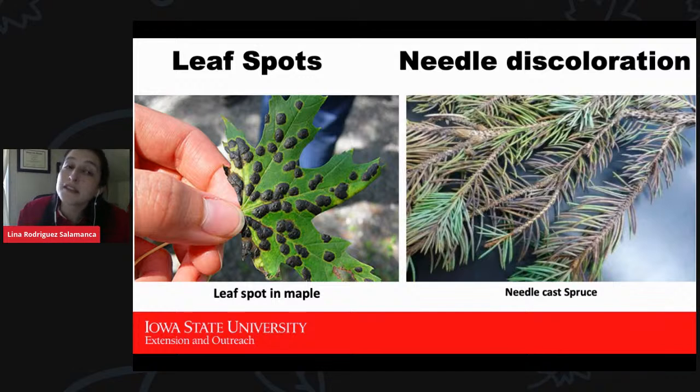The most common symptoms we see in the clinic are leaf spots. Those will be well-defined, discolored, or dead areas on the leaves. Here we have this tarry looking spot on maples. The disease is called tar spot. We plant pathologists are not known for our innovative names. On the right, we have needle discoloration, another very familiar symptom that we get in the clinic, where the needles turn brown to purple and they fall. That disease is called needle cast and is caused by a fungus.